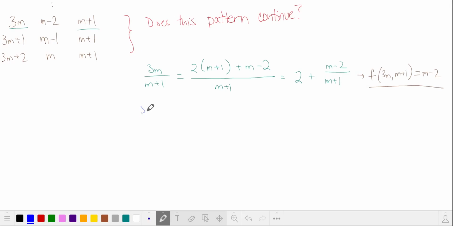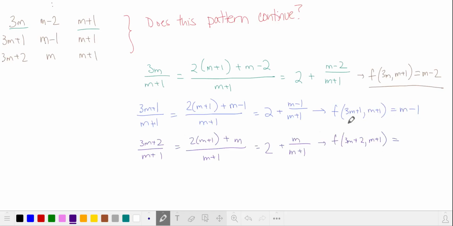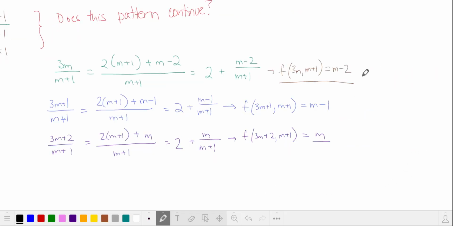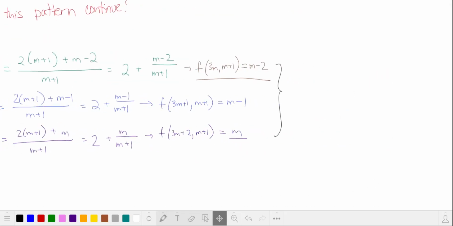We can do this with 3m plus 1, or just note that since we're adding 1 to the dividend, we're going to add 1 to the remainder as well. So our remainder is m minus 1. And again, adding 1 to the dividend adds 1 to the remainder, so this is equal to m. So this is always true. But the next question is, will these values always be the maximum and therefore capital F?